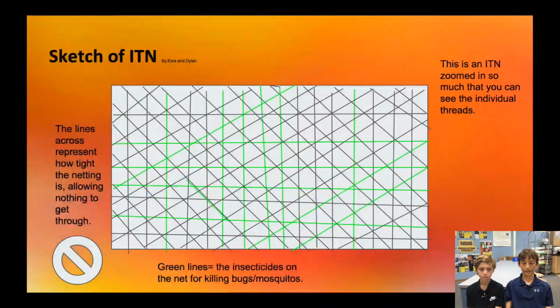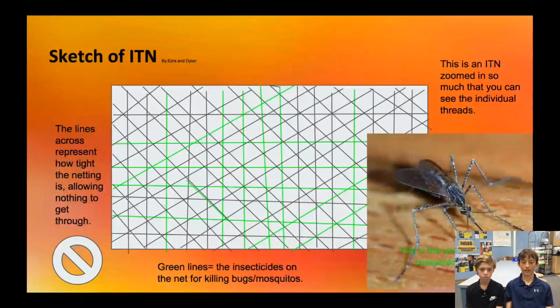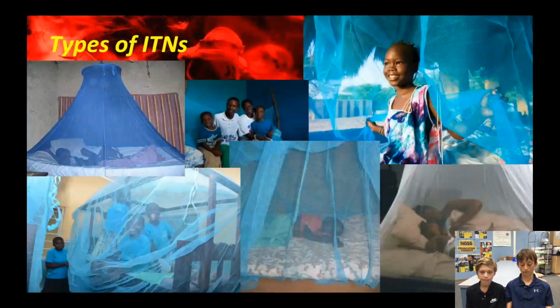Here is a sketch of an ITN. The tight lines across represent how tight the netting is, allowing nothing to get through. The green lines represent the insecticides that allow nothing to land on it. Here's a mosquito compared to the size of the net. As you can see, this mosquito will not be landing on it. Here are some different types of ITNs. So as you can see, whoever you are, there's going to be an ITN for you.